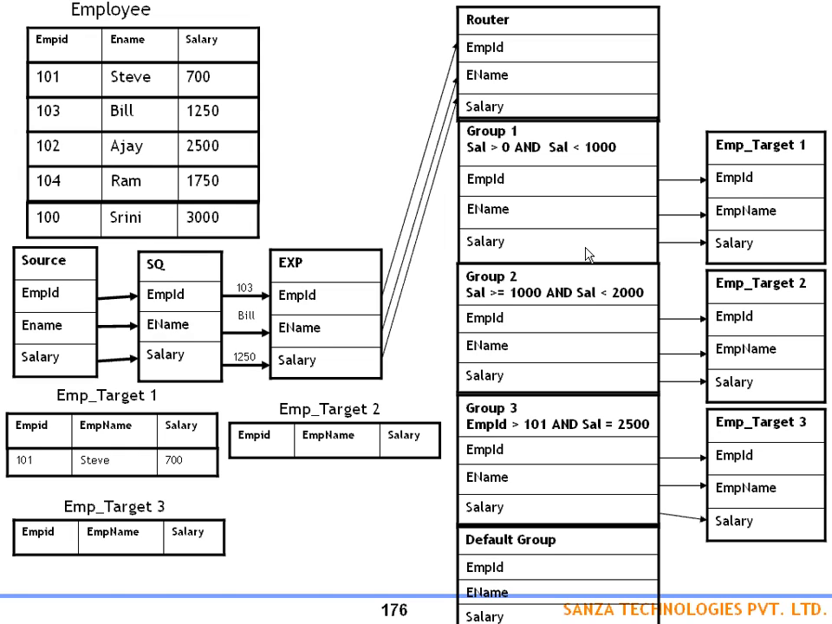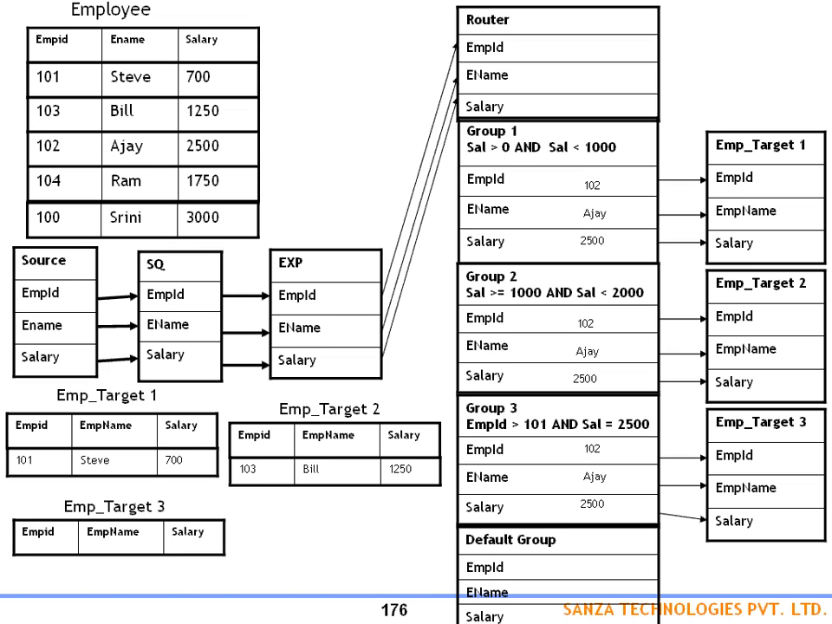Then the second record comes in, 103 bill 1250, and goes to the router transformation. Again, it will check all the conditions. It satisfies the second group condition, so data goes out, and as per here, we insert into the target 2. Then 102 RJ comes in, goes to the input group, and satisfies the group 3 condition. See, it will test the data for all the group conditions, but it will read the input data only once. Reading means data is coming only once, but it is tested for all the group conditions.